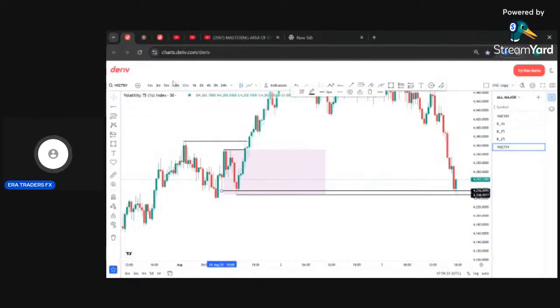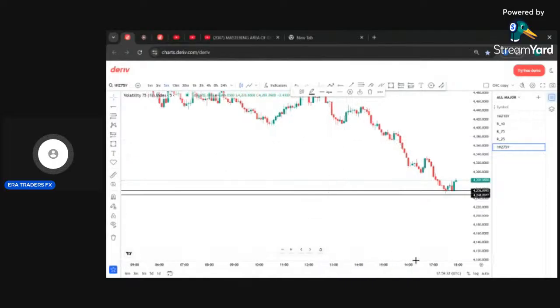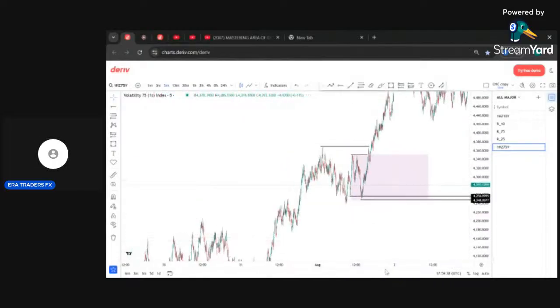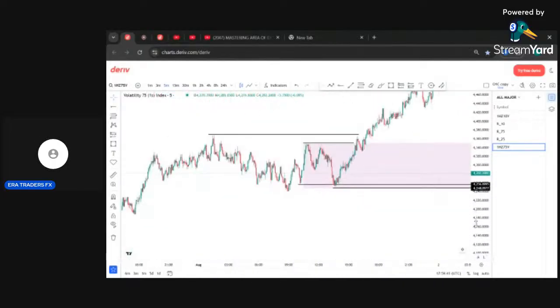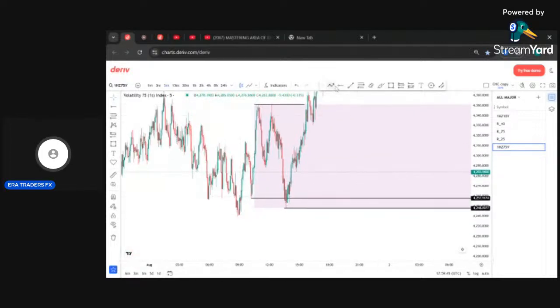Now, if I go to the corresponding time frame for 4 hours, it is 30 minutes. I've gone to the 30 minutes, saw my area of liquidity. Next time frame is the 5 minutes time frame. If I go to the 5 minutes, you will clearly see the liquidity engineering right there. What's liquidity engineering? A sweep of a low, then a break of structure.